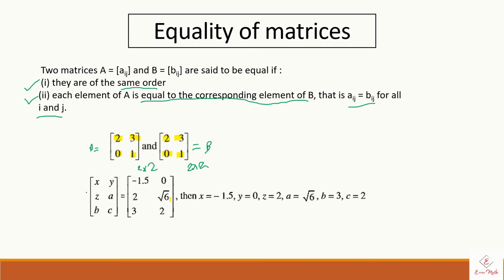In this matrix there are unknowns and in the corresponding matrix there are values, and the order of this matrix is 3 by 2. Same here, this is 3 by 2 which satisfies the first condition, and for the second condition each element should be equal to the corresponding one. So the value of x is 1.5, y is 0, z is 2, a is root 6, b is 3 and c is equal to 2. So this is what equality of matrices is.